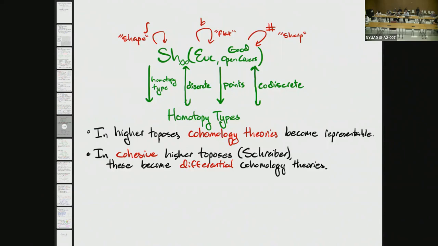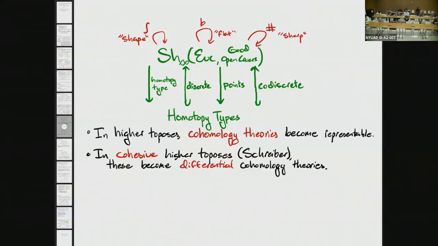In particular, maybe the main reason to move to infinity category theory, to work in higher toposes, is that cohomology theories become representable in higher toposes. To me, that's the main takeaway from higher topos theory. And in particular, this is a cohesive higher topos, which is the subject of a gigantic theme.